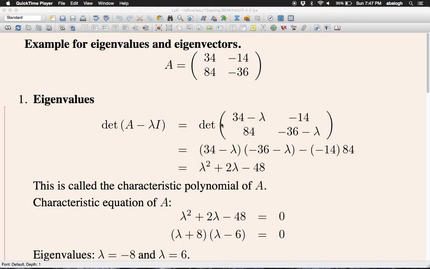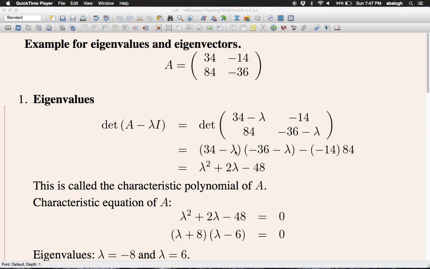Then to expand the determinant, we do what we did before. So you have to cross multiply the diagonal entries, 34 minus lambda times minus 36 minus lambda. You have to be careful with several terms and the negative signs. So you use the parentheses wisely. Then you have to subtract from this product the off-diagonal entries product, minus 14 times 84.